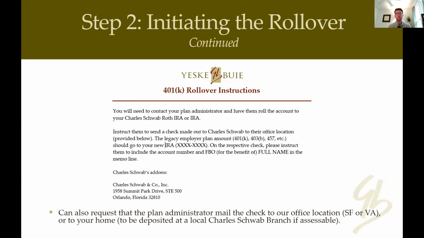The rollover check should be made payable to you and include the entire 8-digit account number that is to receive the rollover funds. Then the instructions list Schwab's physical address, which is one option the check can be sent to be deposited into your account. Now, you can also ask the plan administrator to send the check to one of our office locations, and we will deposit the check on your behalf. And if neither of those options work for you, you can instruct the plan administrator to mail the check to your home, and you can take the physical check to a local Schwab branch to be deposited. So really, there are 3 options here to get the check deposited into your respective account.